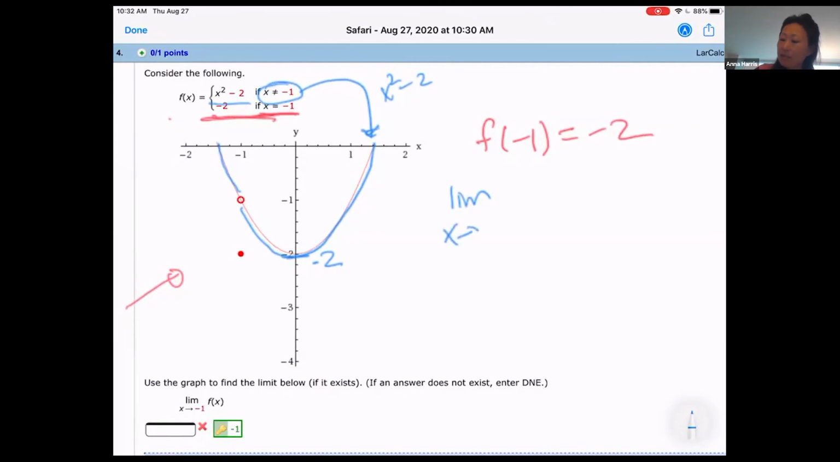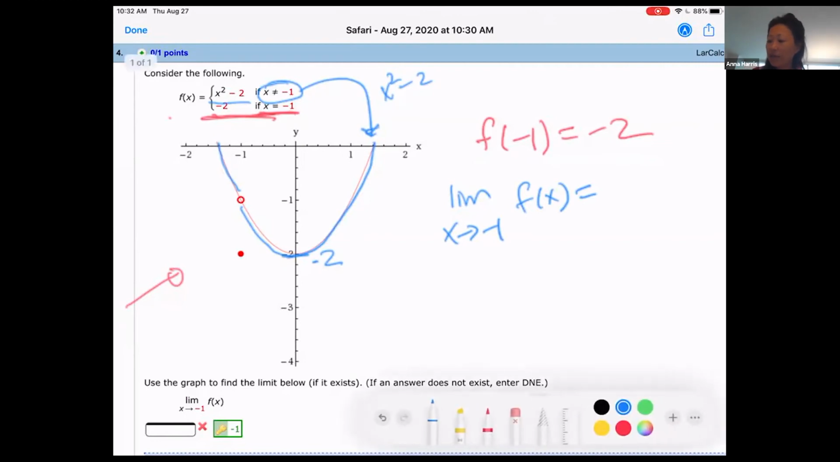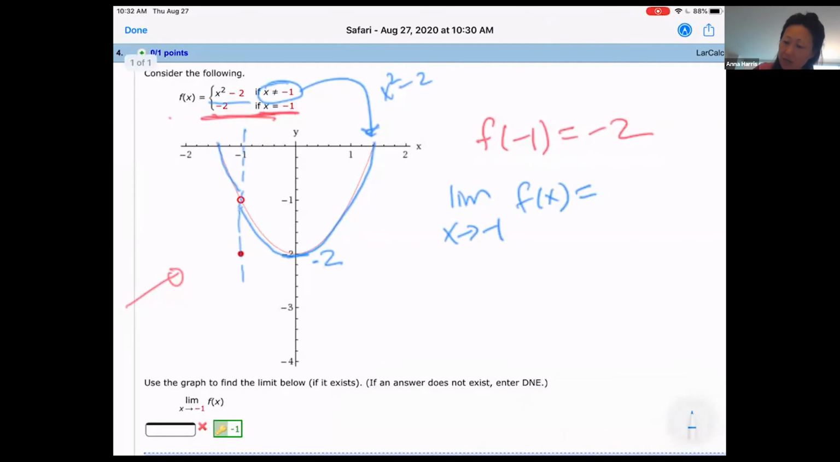Limit as x approaches -1 of this function. What is that equal to? What does the limit approach, class? Let's look at the limit from the left and right. Remember, that's the limit that I'm looking for. So I'm going to look from the left, which is right there. What is my value approaching? Does it approach -1?